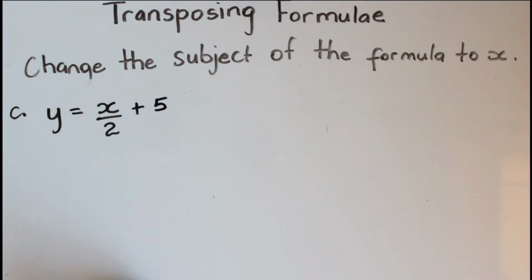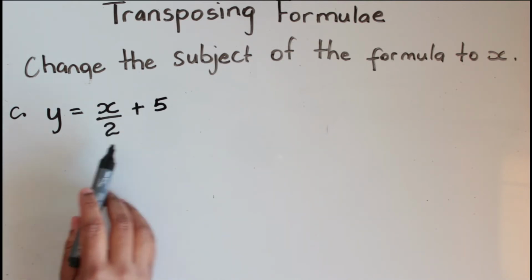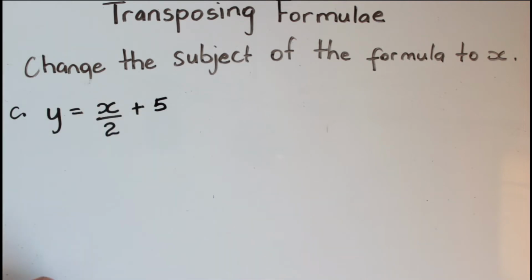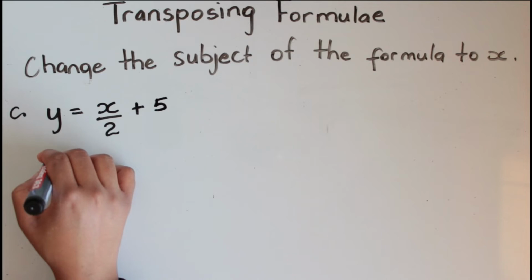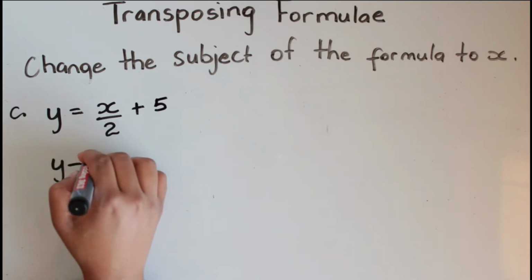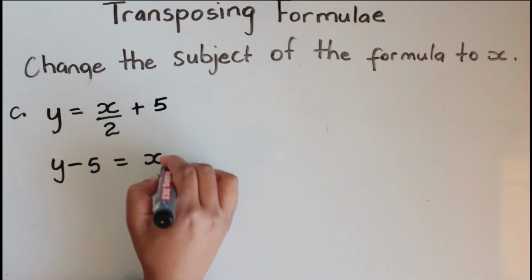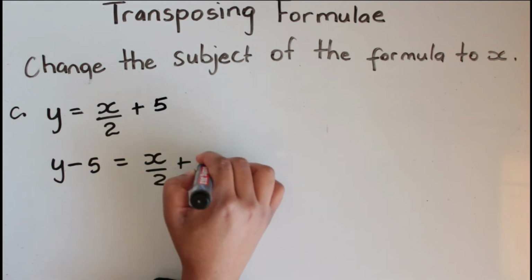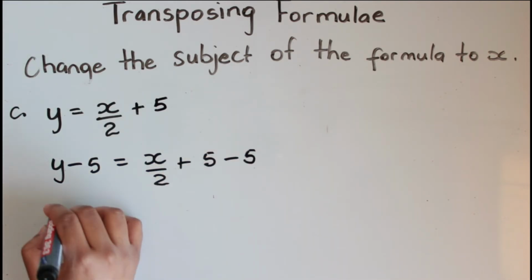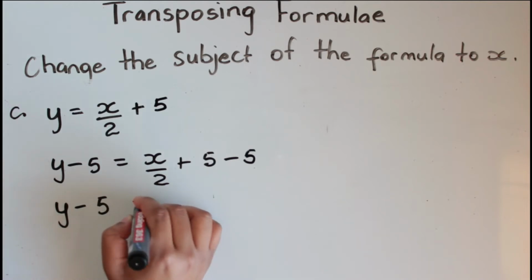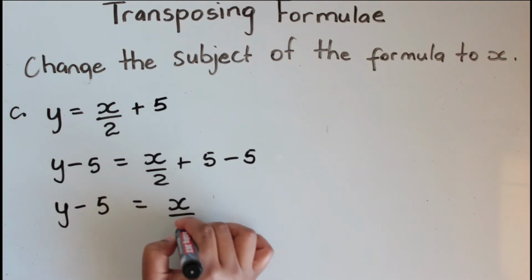Again, remember we said that we start by getting rid of the one that's furthest away from the x that we're trying to get by itself, and in this case this 5 would have been furthest from it, so we start by getting rid of that 5. It's a plus 5, so to do so we do the inverse operation, which is to minus 5 on both sides. So we write y minus 5 is equal to x over 2 plus 5 minus 5.